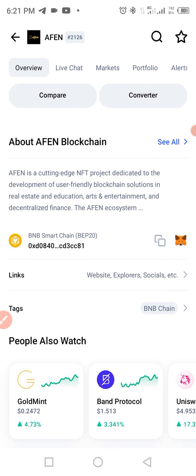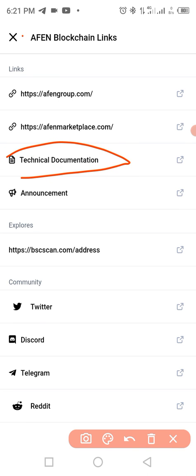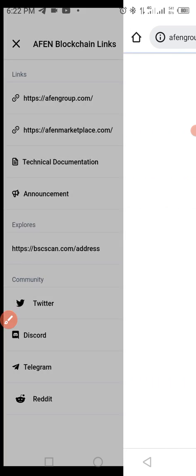Okay, so let's come and check their socials. All right, so these are the Afen group. Afen, now this is technical documentation, their white paper. So let's go and look at the white paper. Remember to be ticking all your factors. You must have written your factors down, so remember to be ticking them as we are studying.